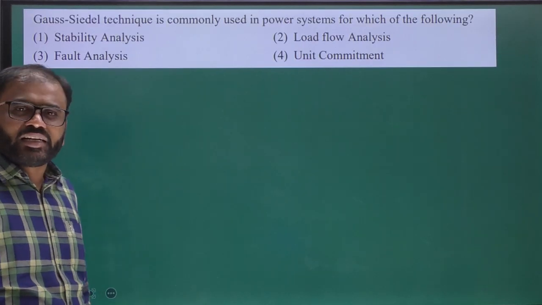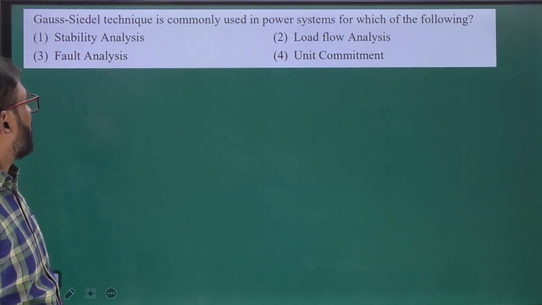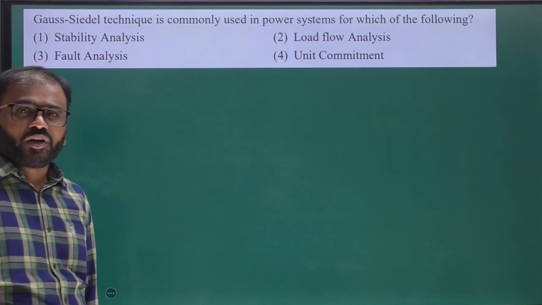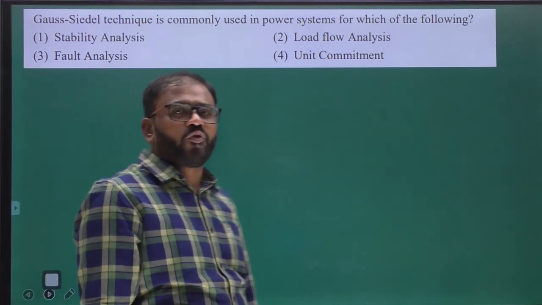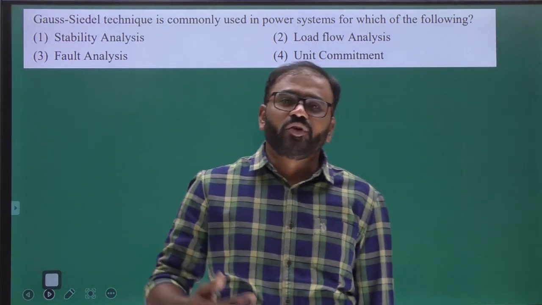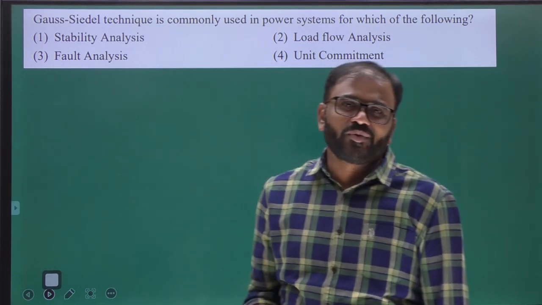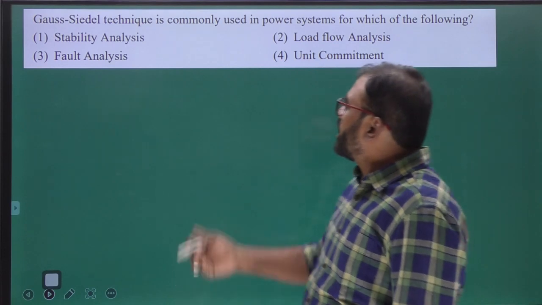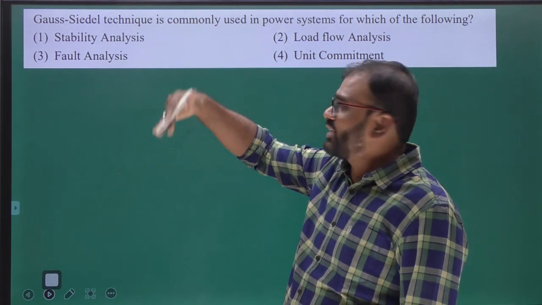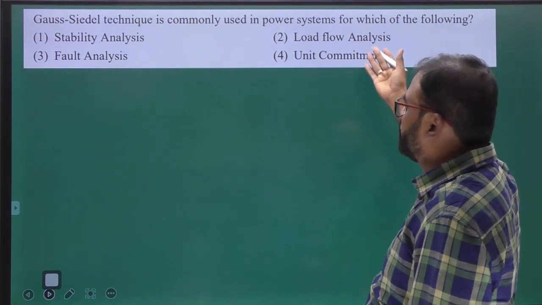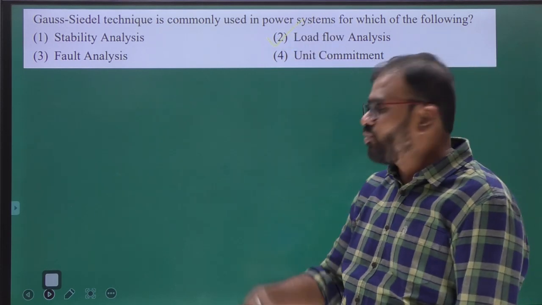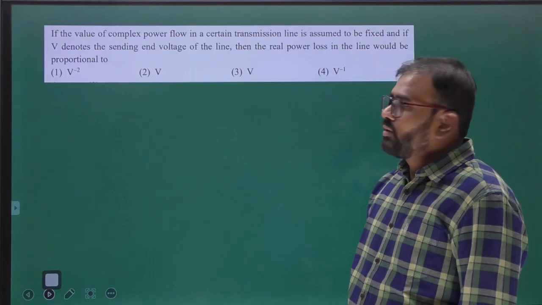In this question, indirectly it is asking what is the purpose of the Gauss-Seidel method. We know Gauss-Seidel method is generally used for what? Load flow analysis. For performing load flow analysis, we use the Gauss method, the Gauss-Seidel method, the Newton-Raphson method, the decoupled method, the fast decoupled methods. Okay, so Gauss-Seidel method is not used for stability analysis, not used for fault analysis, not used for unit commitment. Only used for what? Load flow analysis. Now we'll move on to the next question.